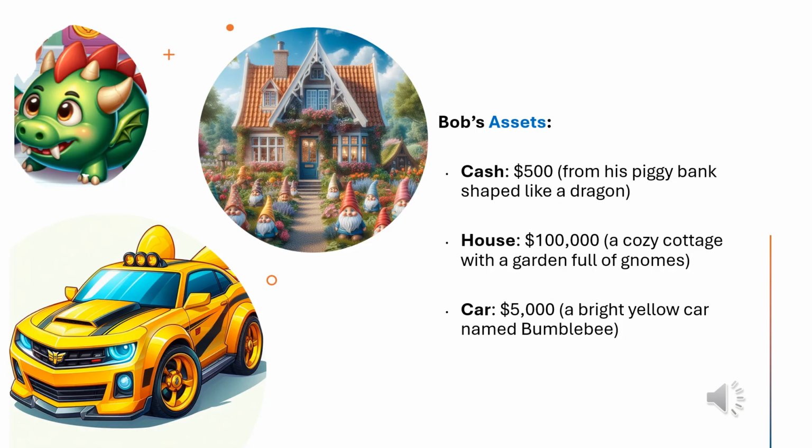Bob proudly listed his assets. Cash, $500 from his piggy bank shaped like a dragon. House, $100,000, a cozy cottage with a garden full of gnomes. Car, $5,000, a bright yellow car named Bumblebee.